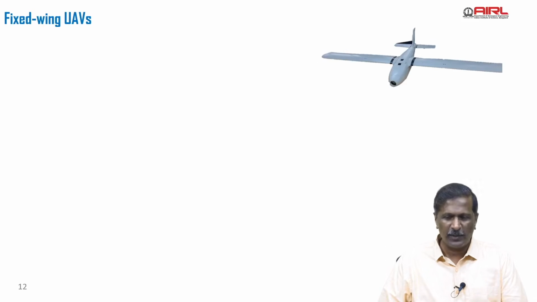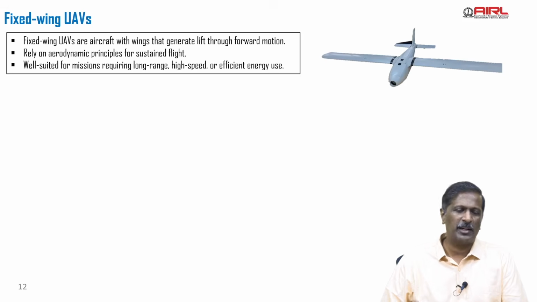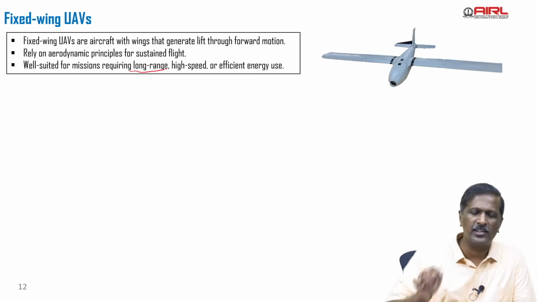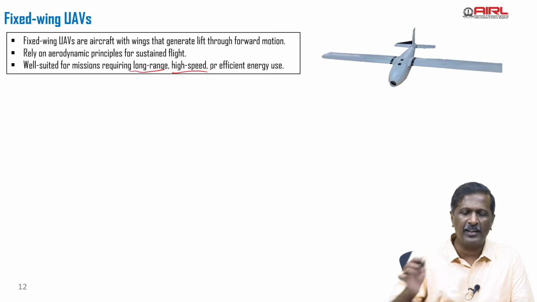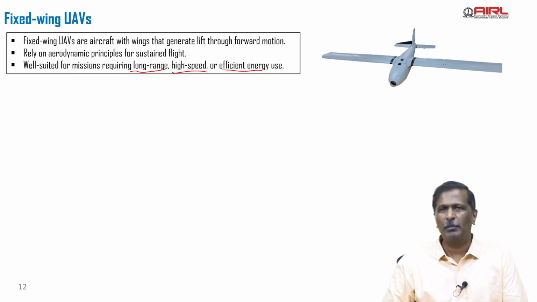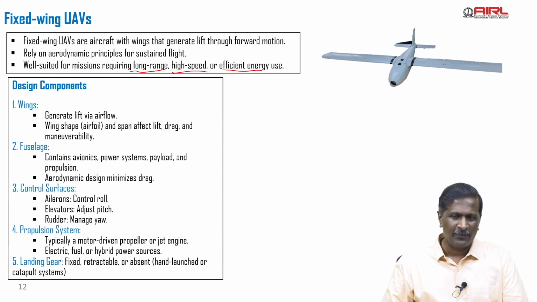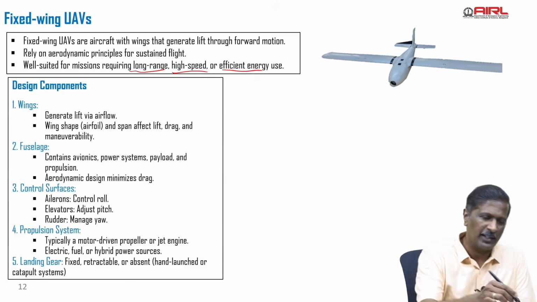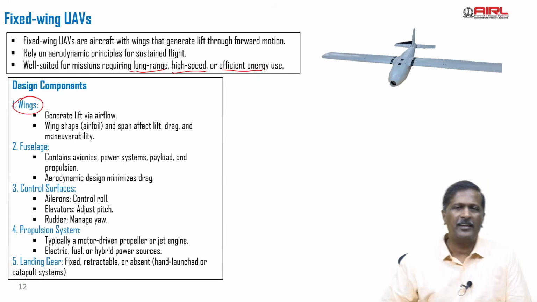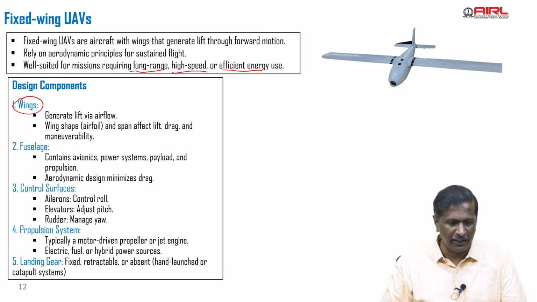Then comes fixed wing UAVs, right? They can operate at very high speed. That's what I mentioned. They are useful for long range, high speed operations. They are more efficient in terms of energy when compared to multi-rotor systems, right? They rely on lift, which is produced by the wing, and the airflow which flows over the wing will help you to generate the lift.